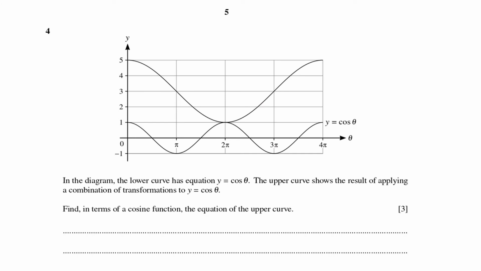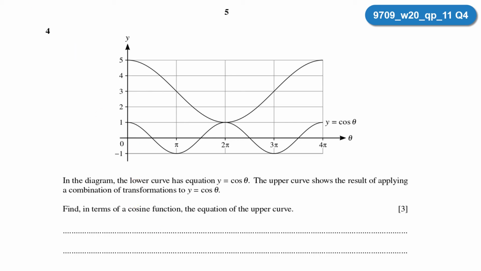Let us look at question number 4. In the diagram, the lower curve has equation y is equal to cos theta. The upper curve shows the result of applying a combination of transformations to y is equal to cos theta. Find in terms of a cosine function the equation of the upper curve.